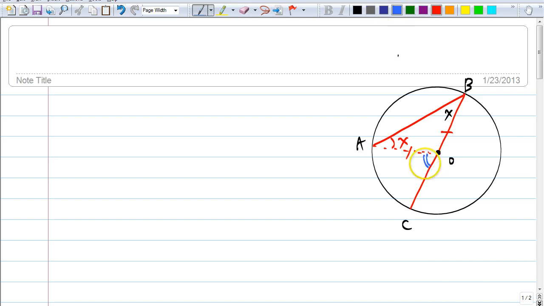Do you guys remember that this exterior angle is the sum of the two remote interior angles? What's x plus x? 2x. Now if that's 2x, hold on, just wait. If this is 2x right here, what do we know about this arc AC? How about Hannah over here in the back? Yes, this is also going to be 2x. Why, Hannah?